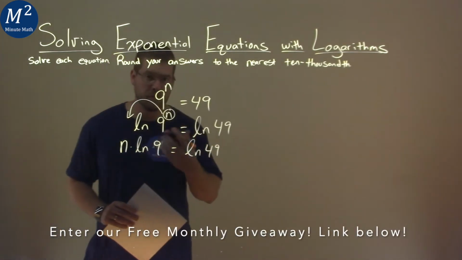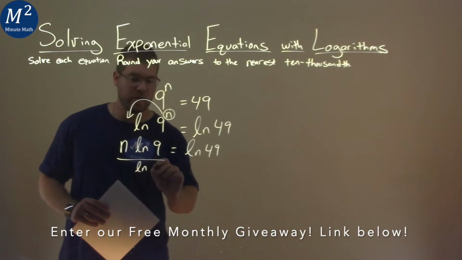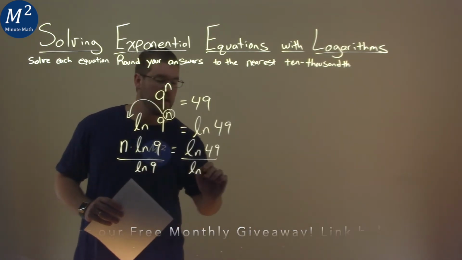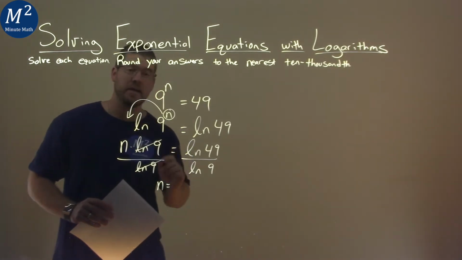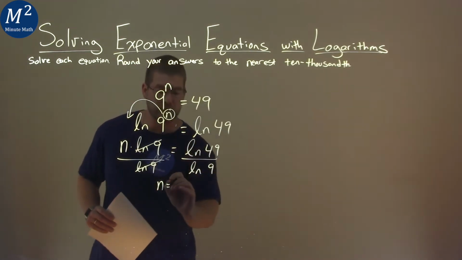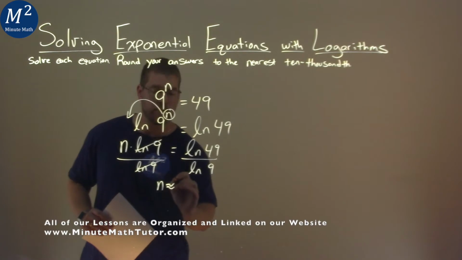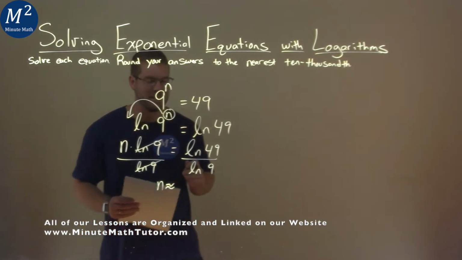Opposite of multiplication is division. Divide both sides by the natural log of 9. And this helps us get n by itself, which is our goal. n is equal to, now using our calculator, we're going to approximate this. Okay, that's an approximation equal sign there.